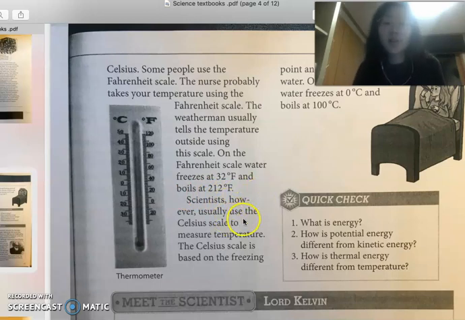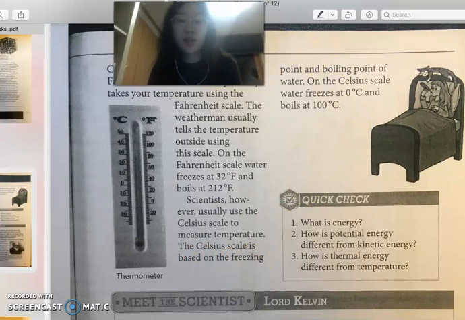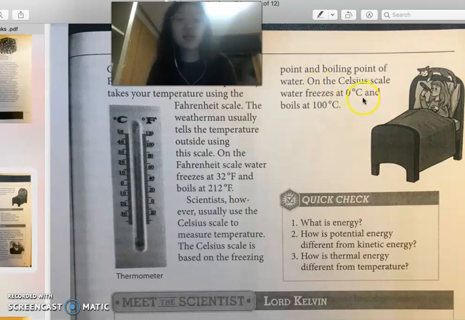Scientists, however, usually use the Celsius scale to measure temperature. We also use the Celsius in most parts of the world. The Celsius scale is based on the freezing point and boiling point of water. So on the Celsius scale, water freezes at 0 degrees Celsius and boils at 100 degrees Celsius.